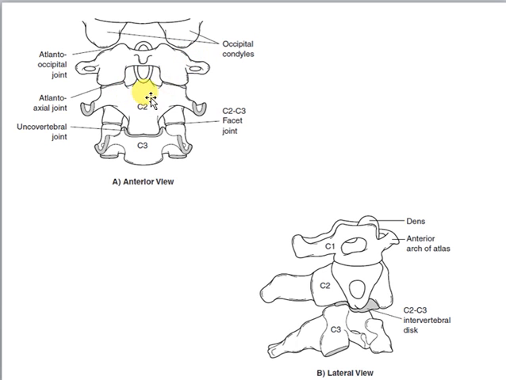The facets cannot be seen very clearly in this view, but still you can see the impression of the facets. In this radiograph you can have a very good idea about the facets, the spinous processes, and the vertebral bodies, but you cannot appreciate much about the transverse processes.